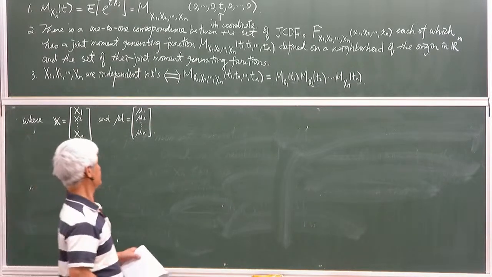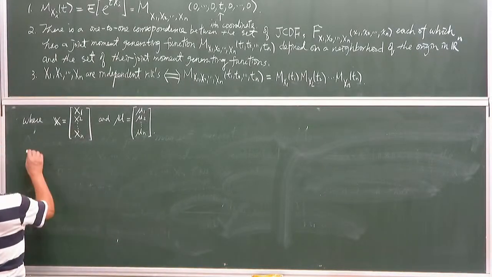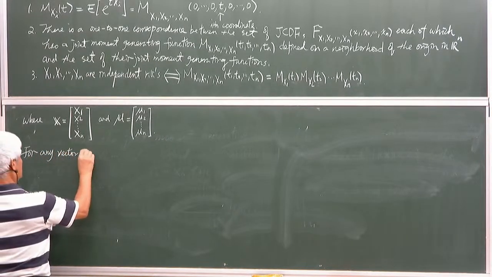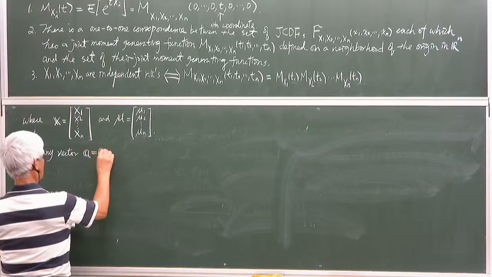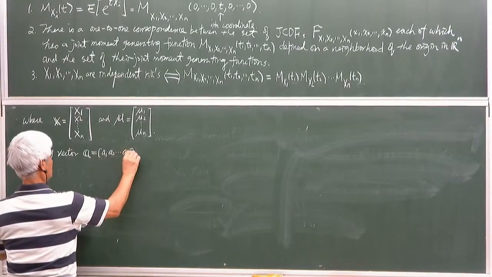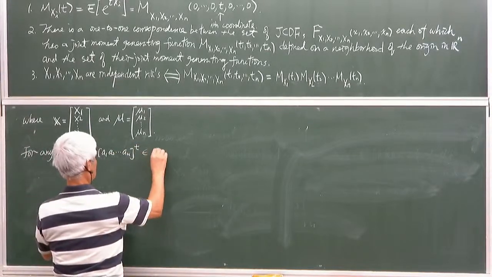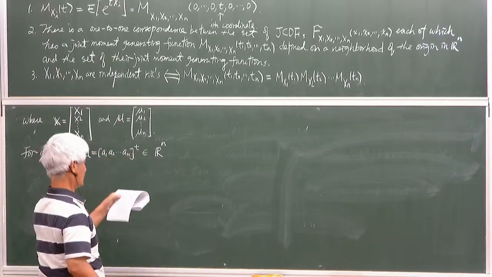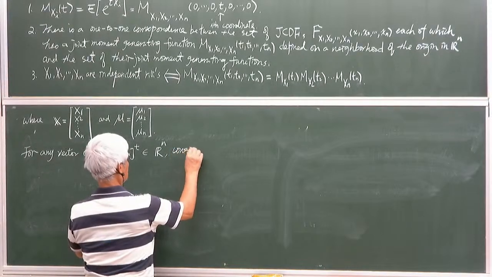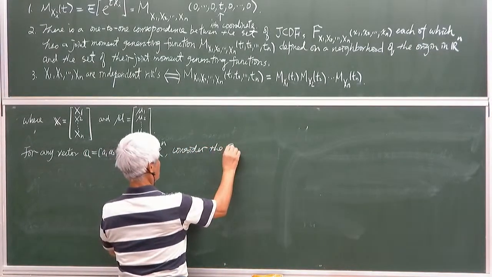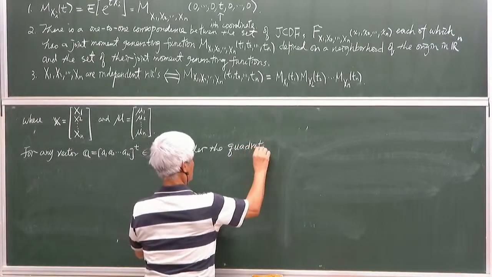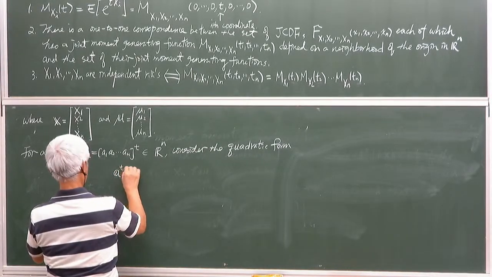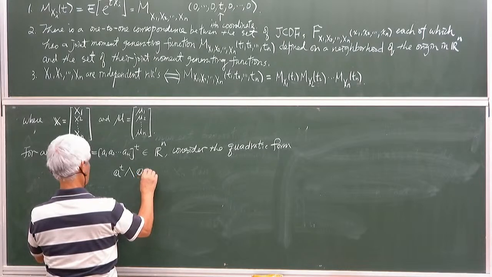Okay, right now, for any vector a = (a1, a2, up to an) in Rn, usually we express a vector in Rn as a column vector, okay? So, consider the quadratic form, a transpose lambda a here.